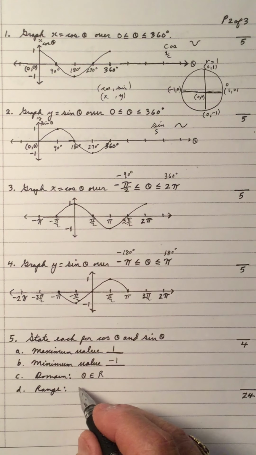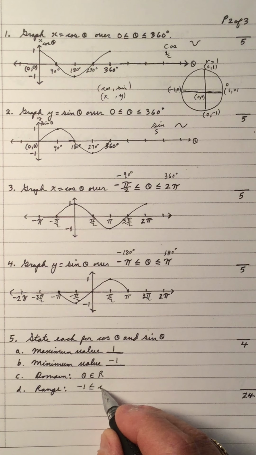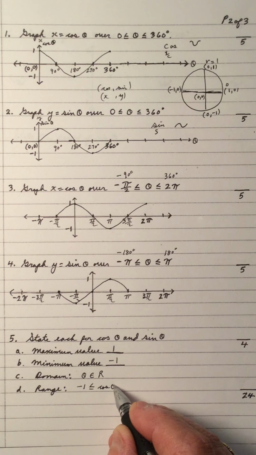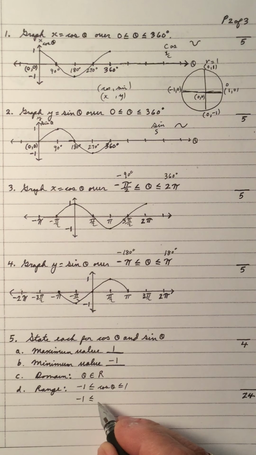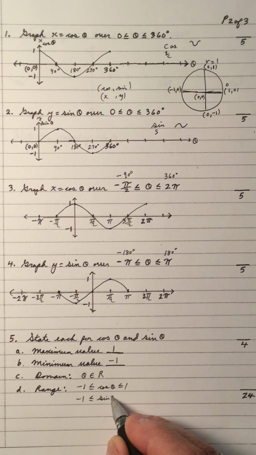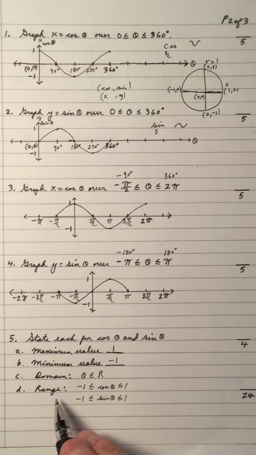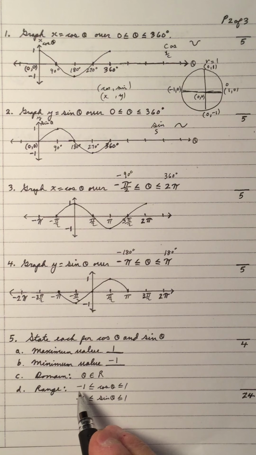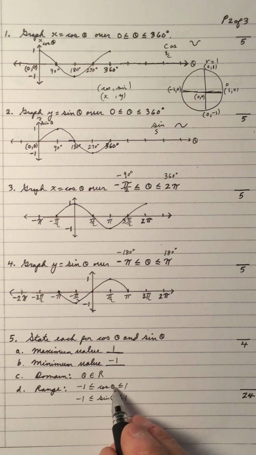So the smallest value of cos theta is -1, so -1 is less than or equal to cos theta, and cos theta is less than or equal to 1. Or we can say, if it's for sine, then this is sine theta. The main thing I'm interested in is that the values of sine are equal to -1, equal to 1, and all the values in between.